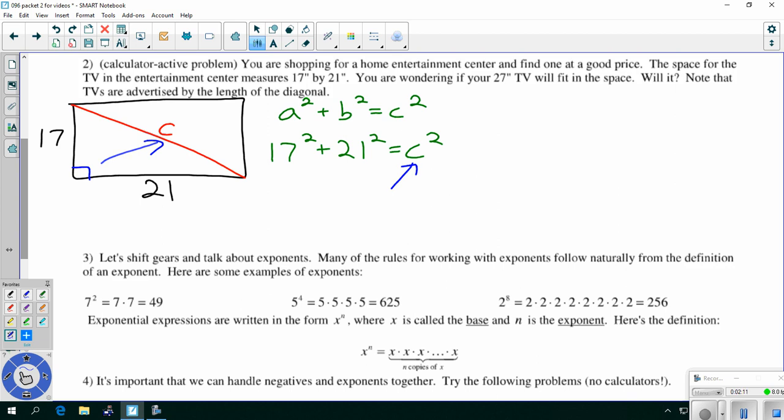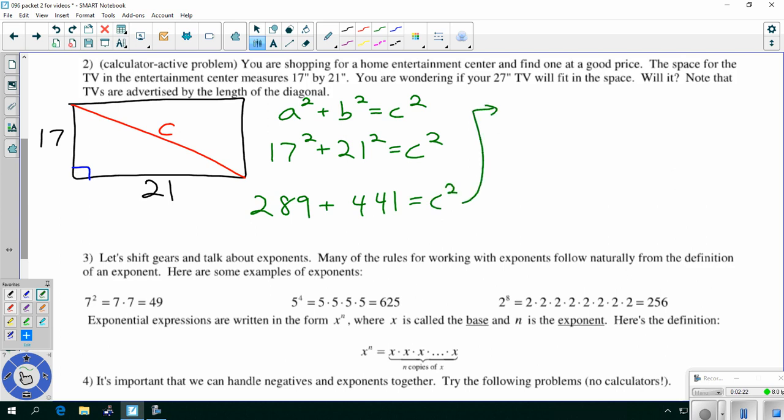Okay, you're welcome to use a calculator here for these calculations, but 17 squared is 289. 21 squared is 441. That's equal to C squared. Add those two numbers up, 730 equals C squared. In order to solve for C, we need to take the square root of both sides of this equation.